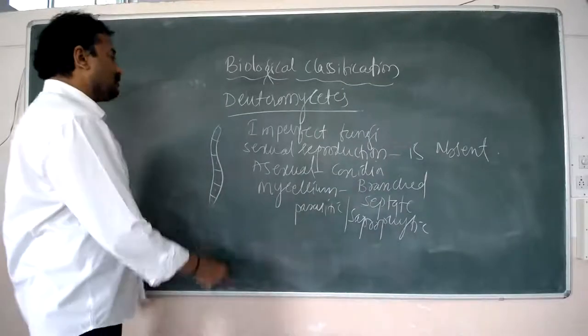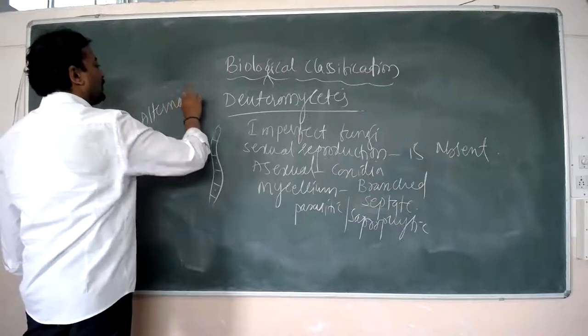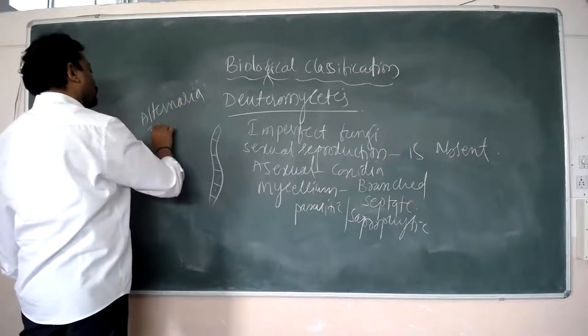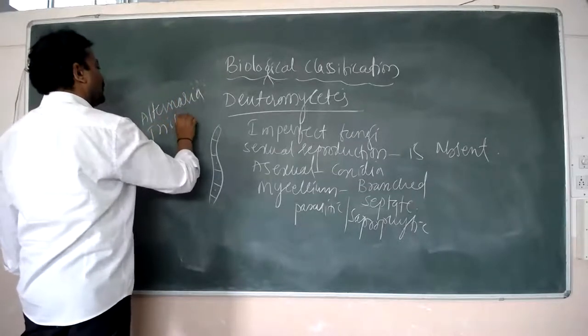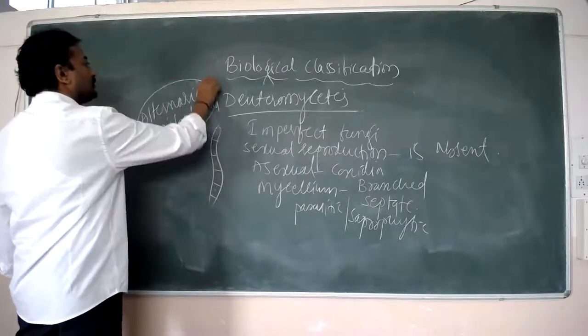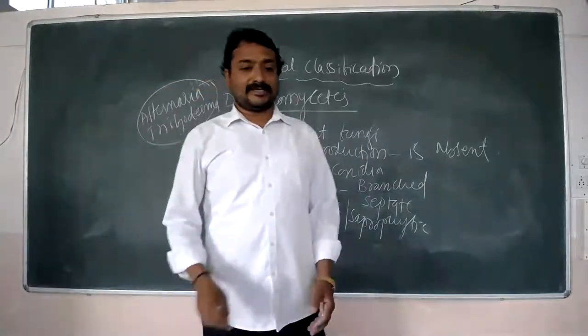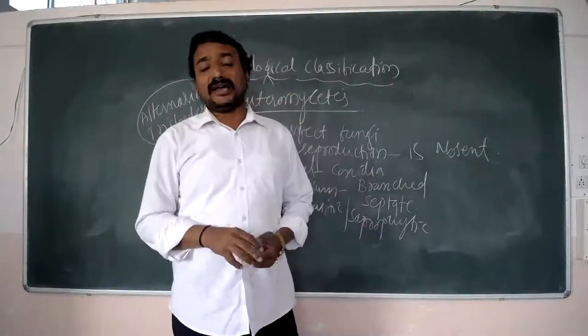So examples for these are Alternaria and Trichoderma. These are the examples for deuteromycetes. In this way, we can explain.